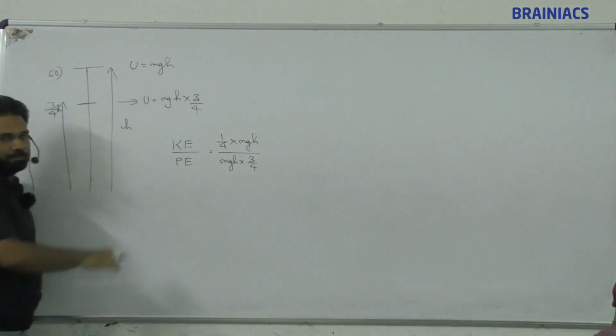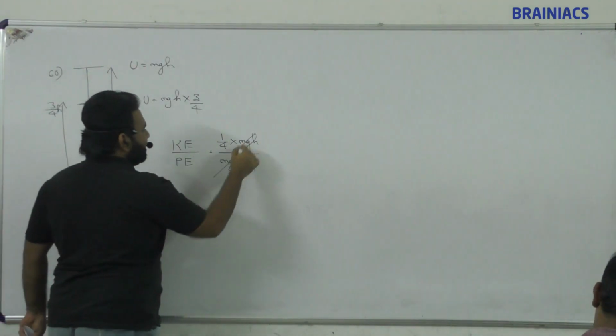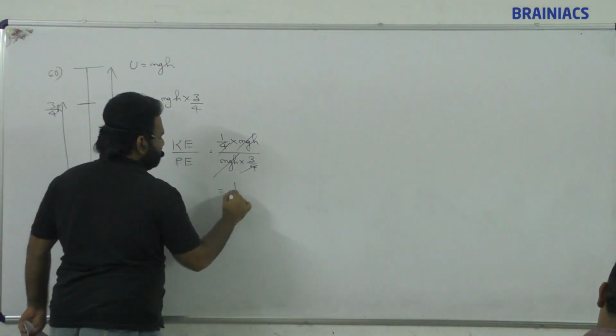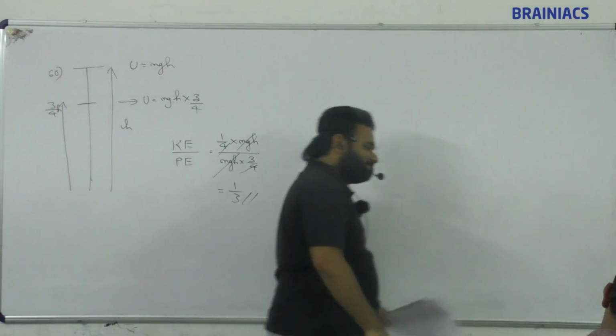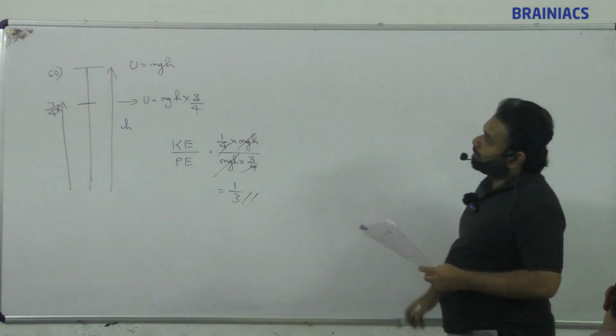Is this correct? Okay, 1 by 3. Good. So this is correct. Okay, question number 60, right.